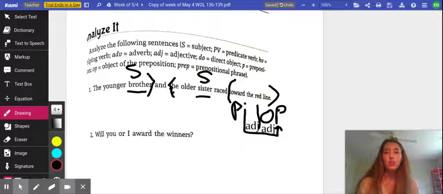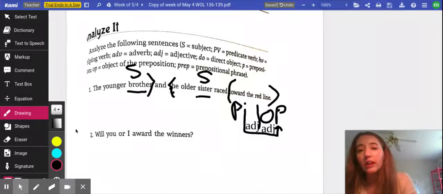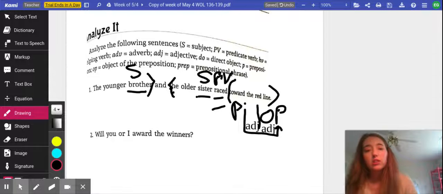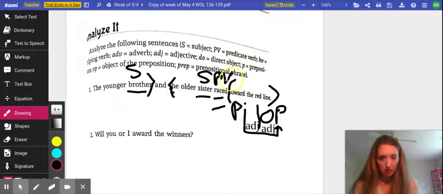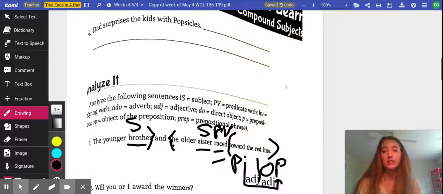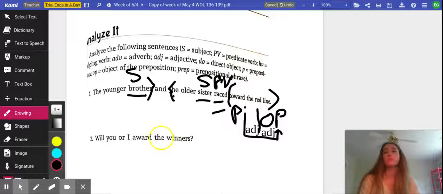Now, this sentence tells us that the younger brother and the older sister raced. Raced is our predicate verb. Okay, it is what the sentence tells us about brother and sister. I'm sorry, my writing is so sloppy in this, but that's PV for predicate verb.